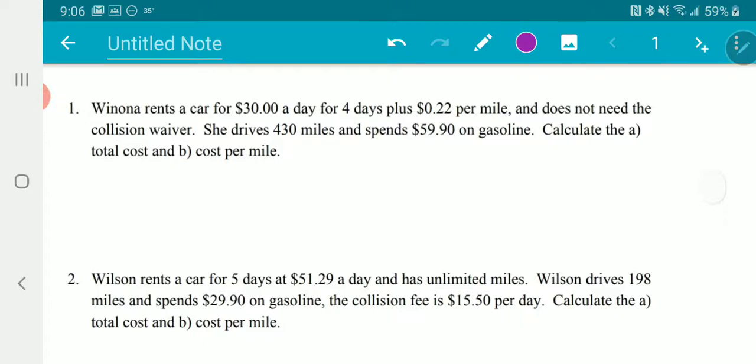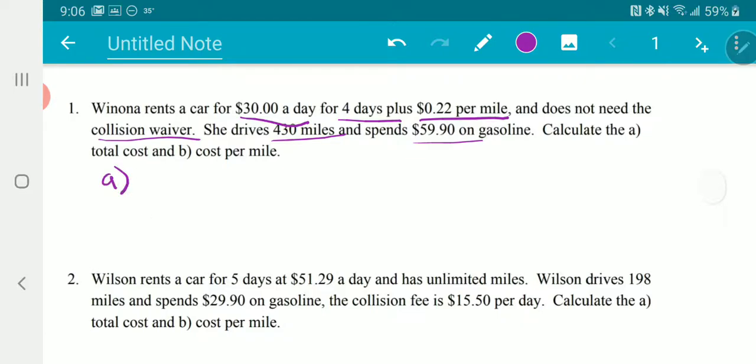Today we're going to be talking about Unit 9, Lesson 7, renting a car. Number 1 says, Winona rents a car for $30 a day for 4 days, plus 22 cents per mile, and does not need a collision waiver. She drives 430 miles and spends $59.90 on gas. So for Part A, calculate the total cost.